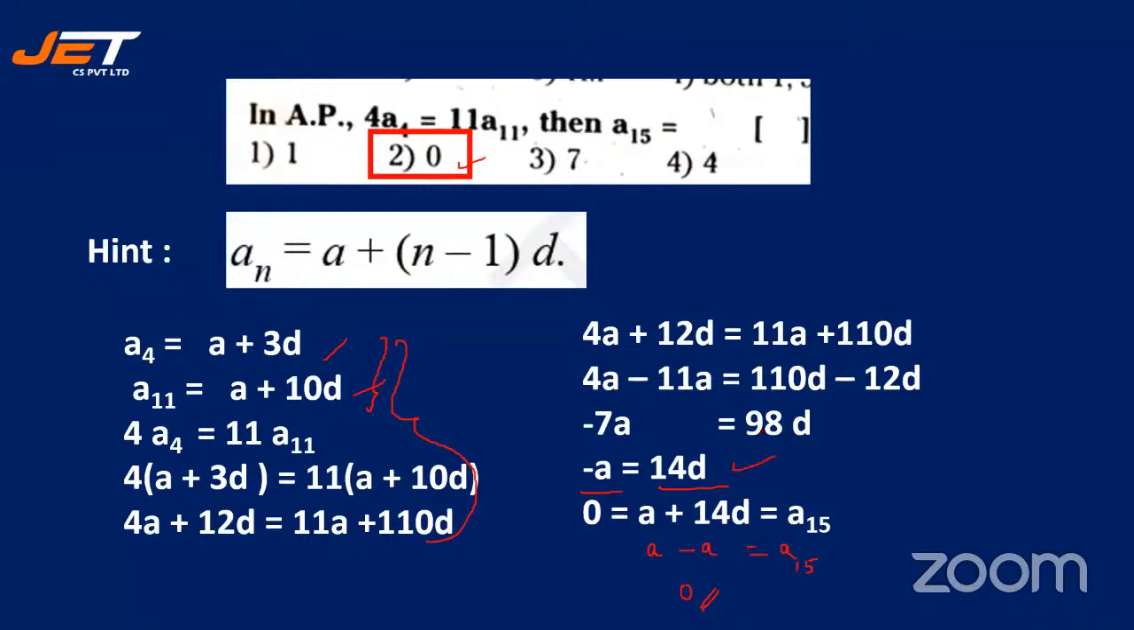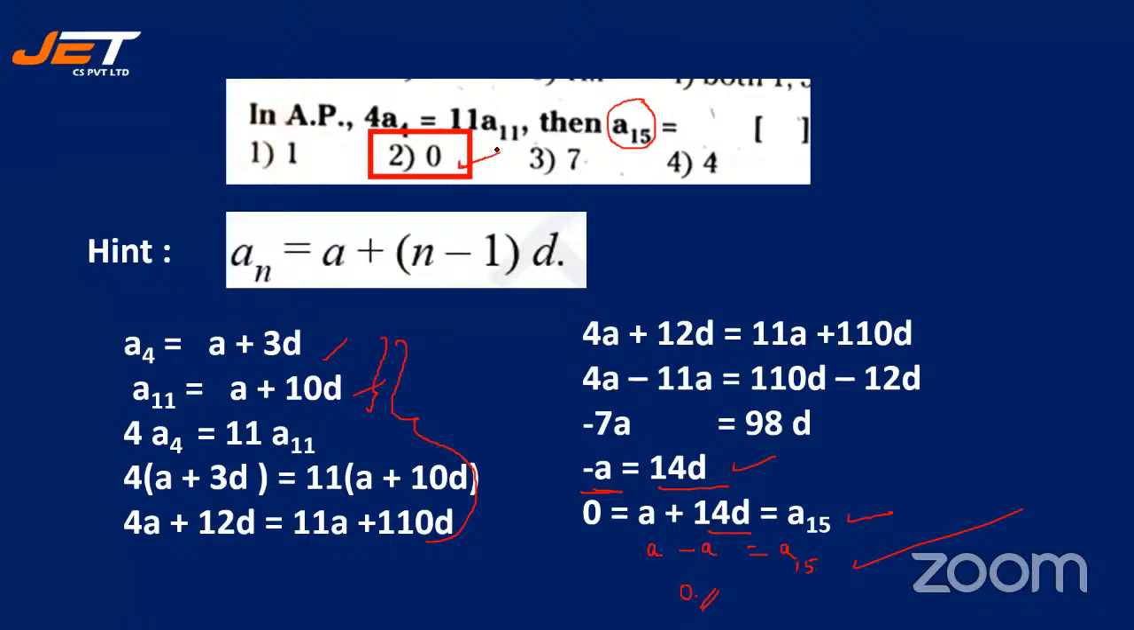Now, what is it we want? We want A15. What is A15? a plus (n minus 1) into d. a plus 14d, which is nothing but A15. So, but we already know 14d is minus a. So, a minus a is 0. That is what we want. That is why we have chosen our answer to be 0.